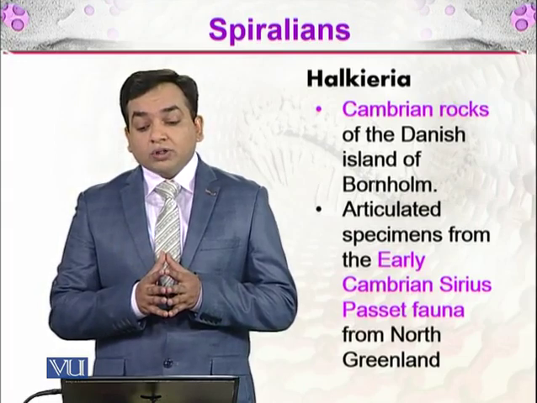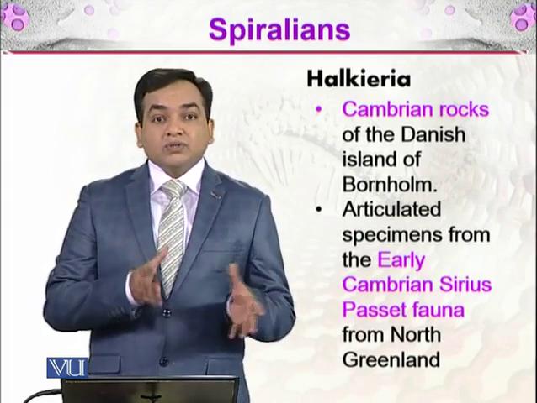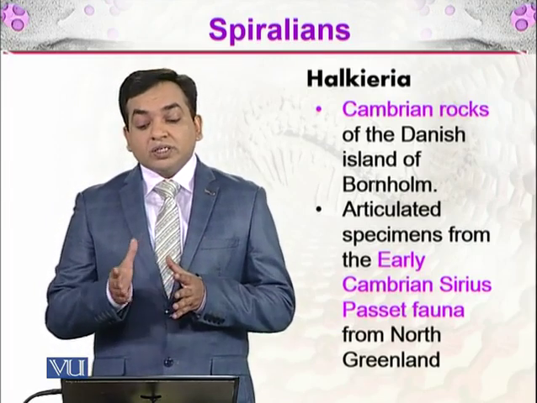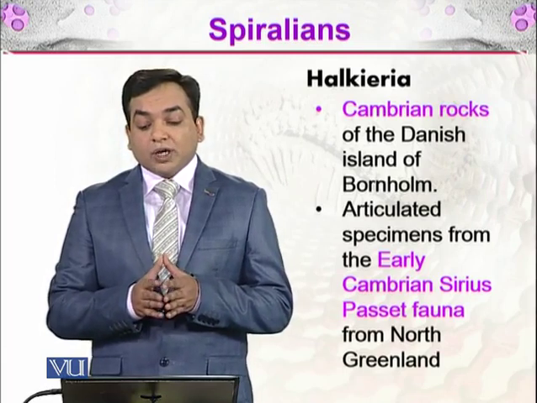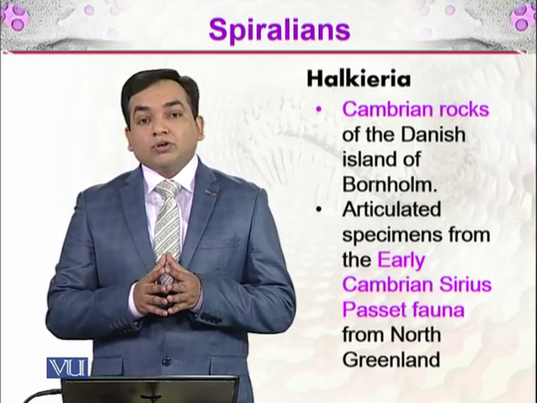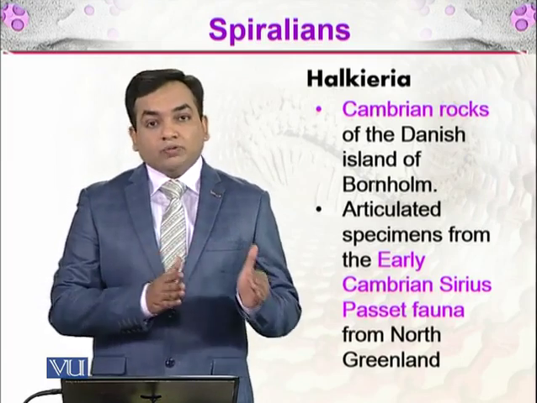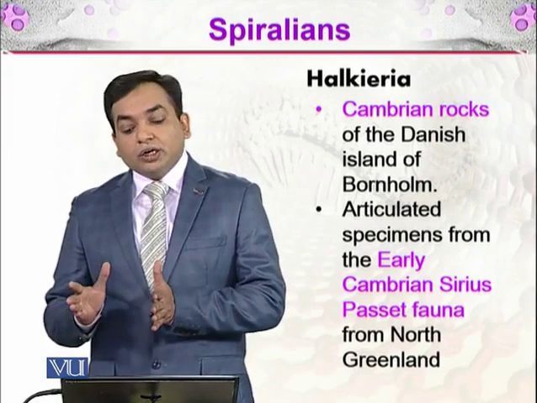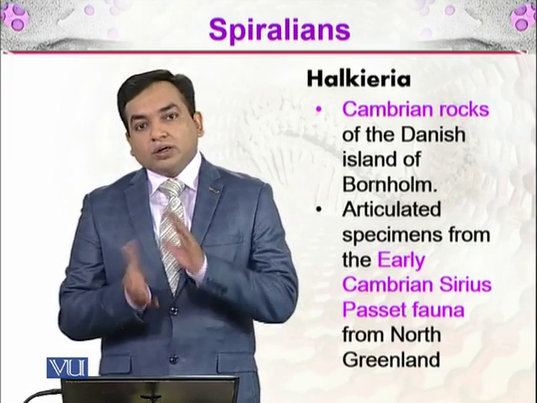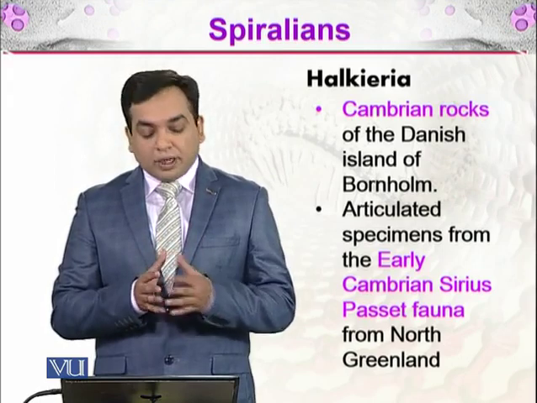The Cambrian rocks of the Danish island of Bornholm have the earliest form of the Halkieria, which was shell-less. But after that, there were some articulated specimens from the early Cambrian Sirius Passet fauna, from northern Greenland. So you see there were some shell-less fossils, and then shelled articulated ones. Articulated means that the shells were movable.